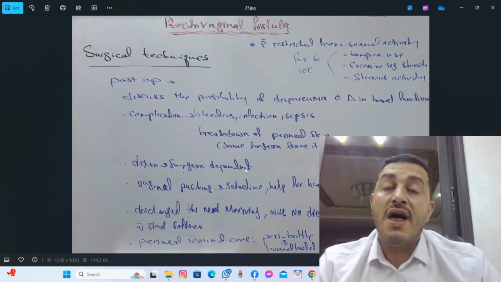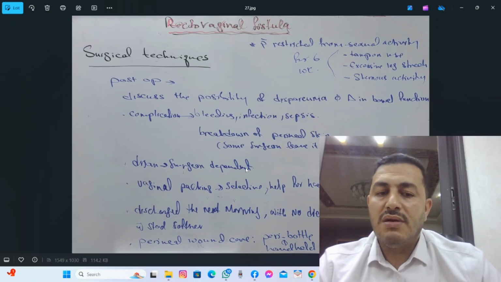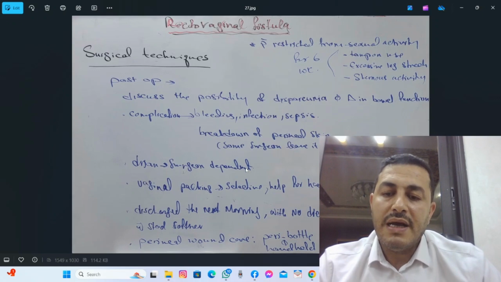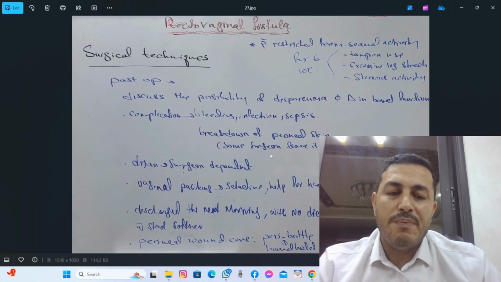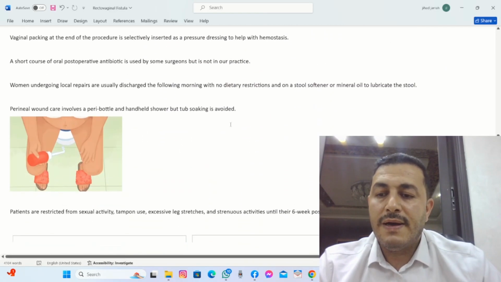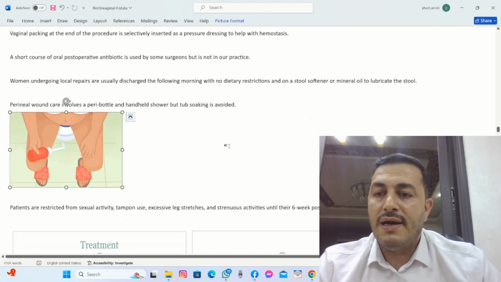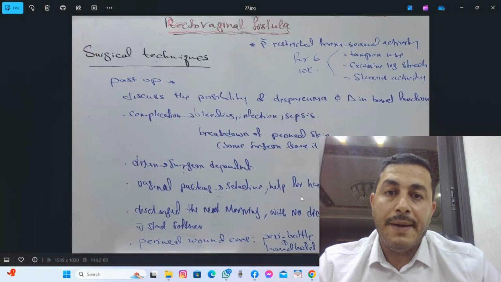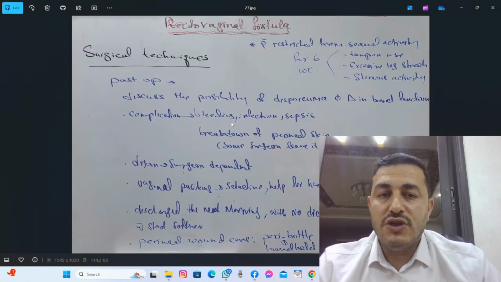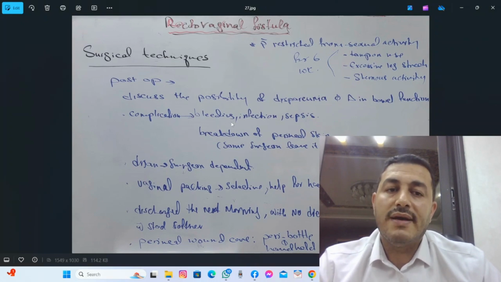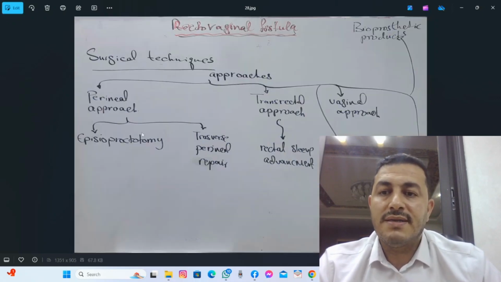We can discharge the patient the next day with no diet modification, some stool softener, and we prefer the patient use what we call the peri-anal or handheld shower. When we compare it to tub soaking, we avoid tub soaking. This is what we mean by peri-anal wash. After we discharge the patient, we restrict sexual activity, tampon use, excessive leg stretching, and strenuous activity for 6 weeks.